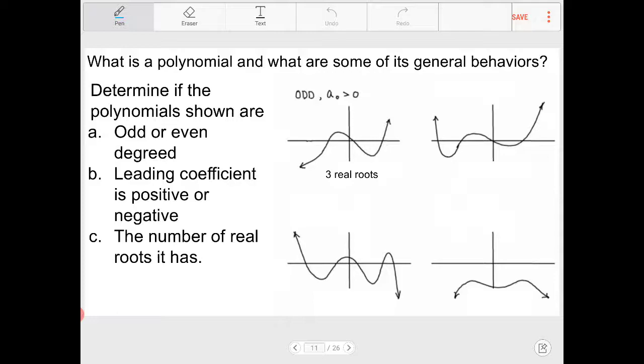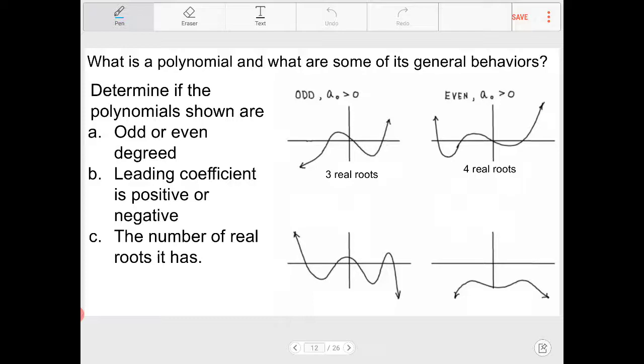The leading coefficient must be greater than 0, and there are 3 real roots. Let's take a look at the next one. The next one here, I see that it has to be an even degree polynomial. The end behavior is the same, right? The leading coefficient is positive because it's going up, and there are 4 real roots.